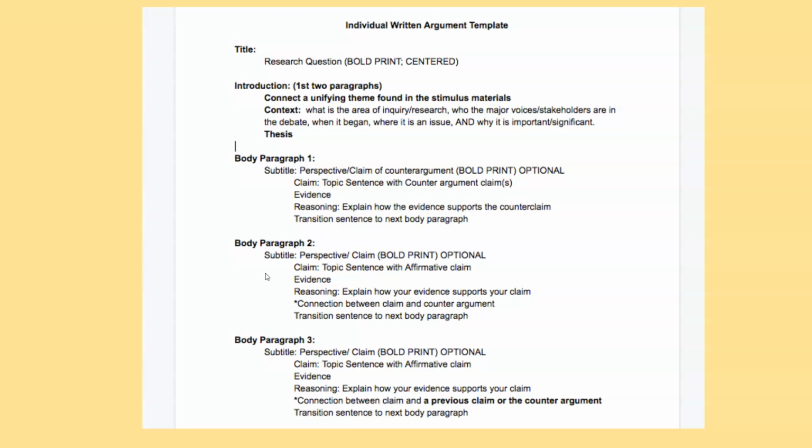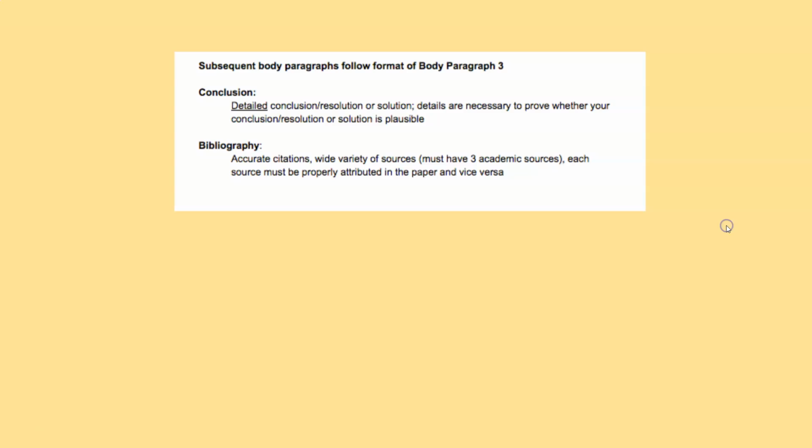So here is the template. I know we've seen it before. Again, it's loaded on Schoology, so you can take a look at it later on. Just make sure that you're following along with this. And if you have questions, again, you know how to get in touch with me. And then the second part of the template is here.